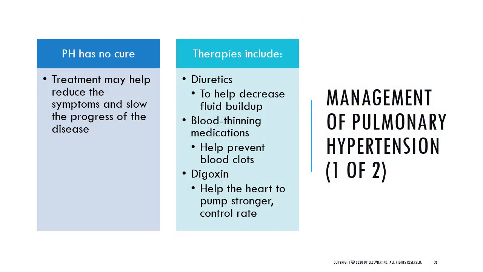I want you to remember that PH has no cure. Symptoms may be progressive and slow to come on. Therapies to treat and manage pulmonary hypertension include diuretics to help decrease the fluid buildup, blood thinners to help prevent clots, digoxin to help the heart to pump stronger or control the rate.